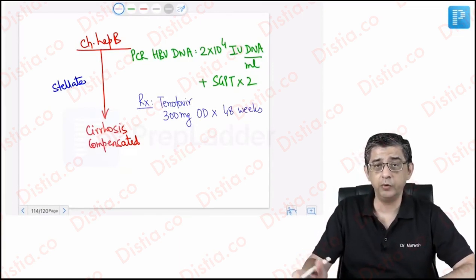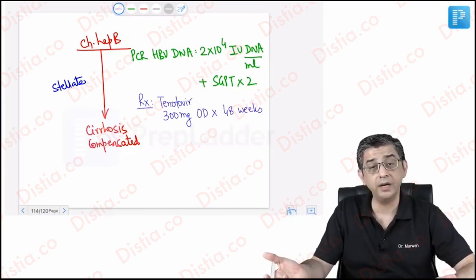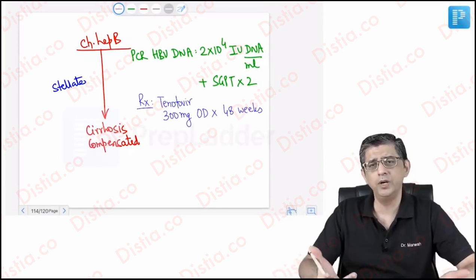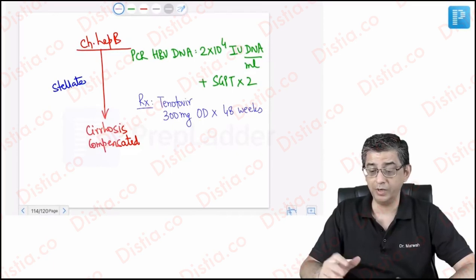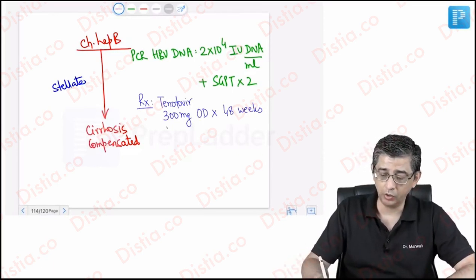The viral load from 20,000 will decrease to maybe 300, 400, and subsequently become even undetectable. I said from 20,000, which would be having more number of zeros, to only 200 viral copies present, and then maybe 20 viral copies present. So I'm decreasing the viral load. SGPT of the patient will also keep on coming back to normal.